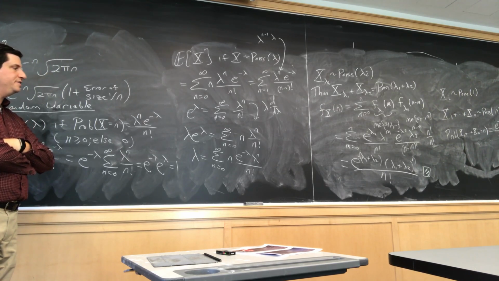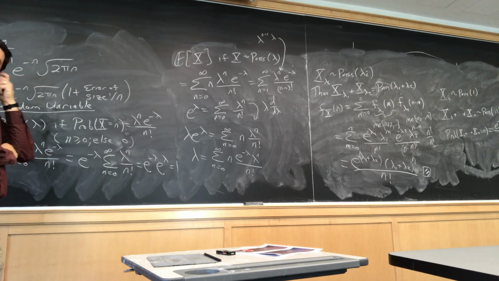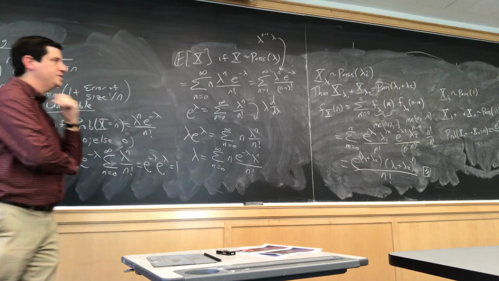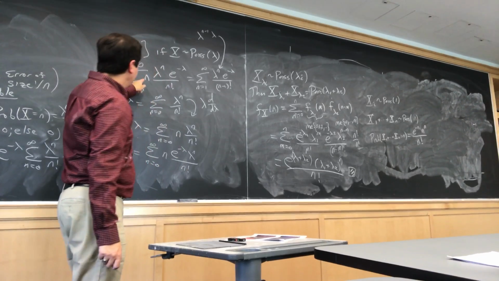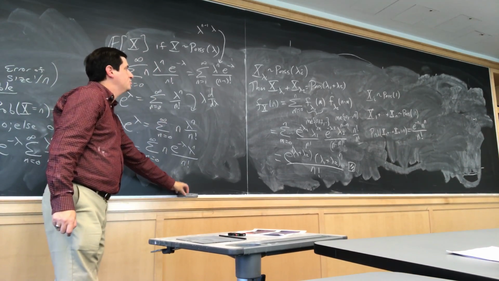We could also calculate the variance. We would need to calculate the second moment. So we've got a couple of ways to do the second moment, right? We could either calculate n squared.